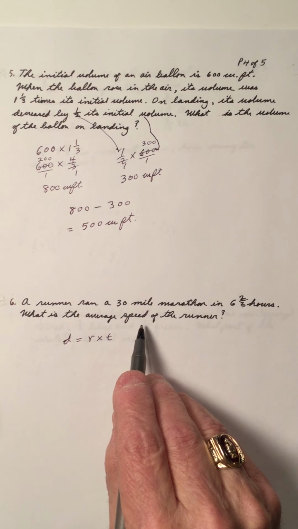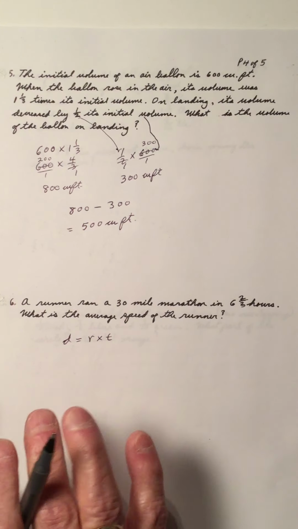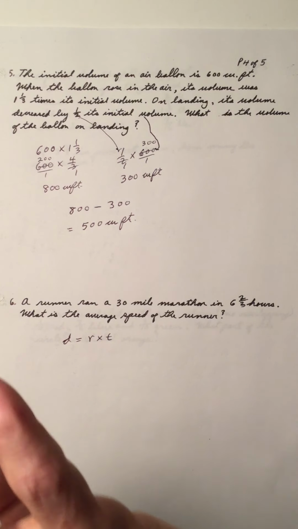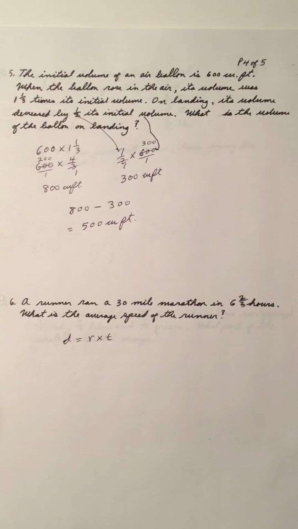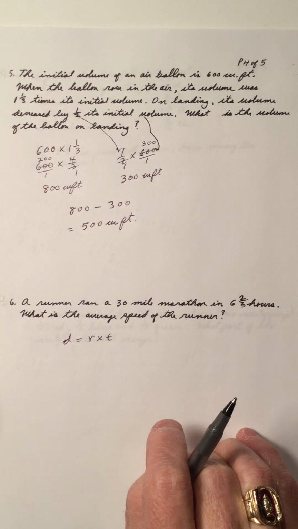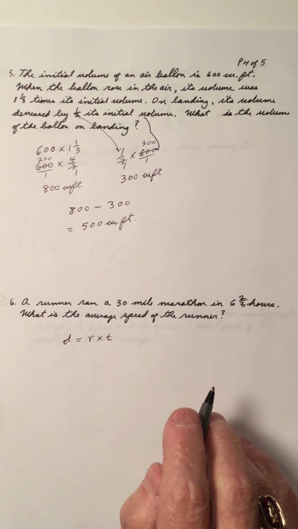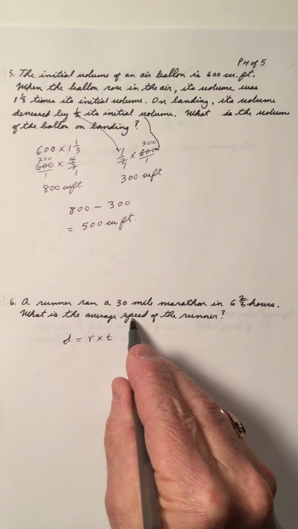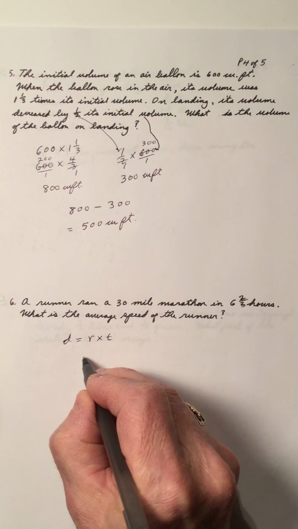If you hear the word average, it doesn't mean that he couldn't have run fast at the beginning, then slowed down, but the average over all of the 30. It's not that he ran the same speed all the time. That would be almost impossible. But if it says the average speed, that's your rate.